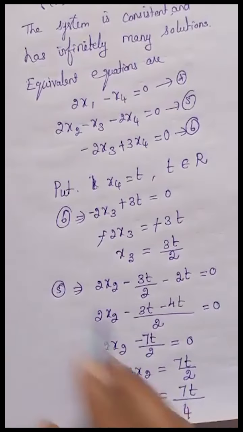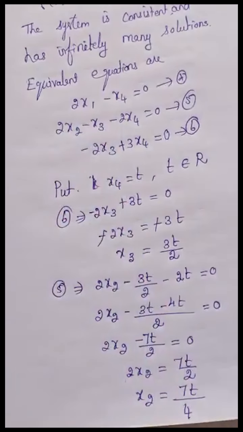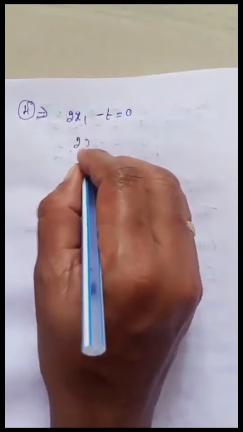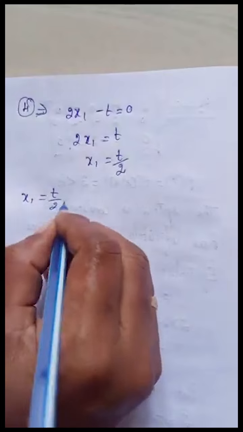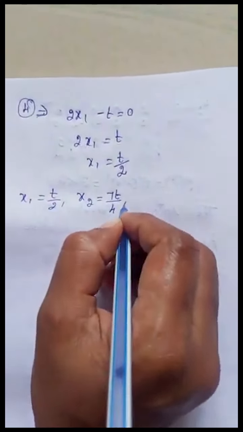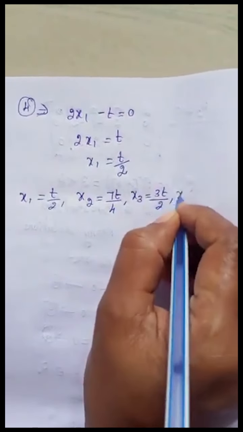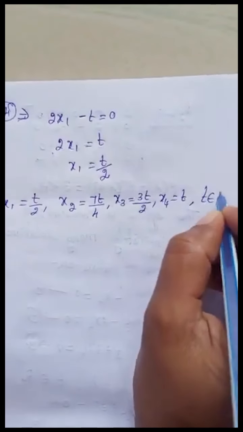Now almost all the values we should give here. But here only 2x1 minus x4 is there. The value of x4 is t, so 2x1 minus t is equal to 0, or 2x1 is equal to t, so x1 is equal to t by 2. So we have got x1 equal to t by 2, x2 is equal to 7t by 4, x3 is equal to 3t by 2, x4 is equal to t, where t belongs to R.